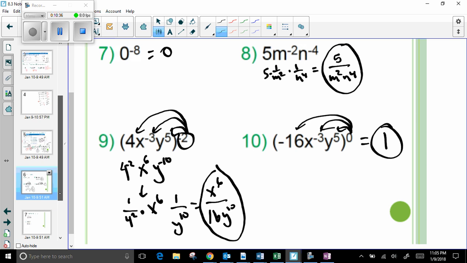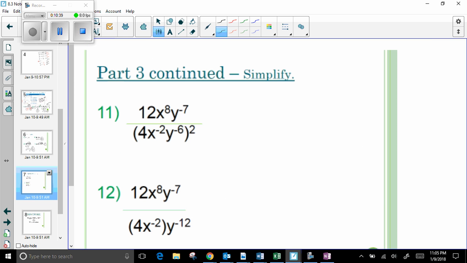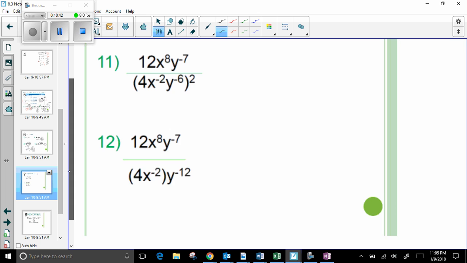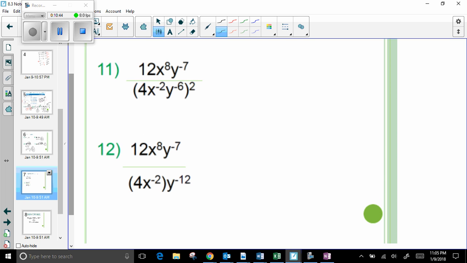All right. We keep going. Our next example. Oh my goodness, these are more complicated, but kind of fun. Hopefully you see it that way. I don't have to do anything here, but I am gonna distribute this 2 down at the bottom so I can see this a little bit more clearly. Everything gets raised to the second power. So 4 to the second power, x to the negative 4th power, y to the negative 12th power. And then at the top, I still have 12 x to the 8th, y to the negative 7th.